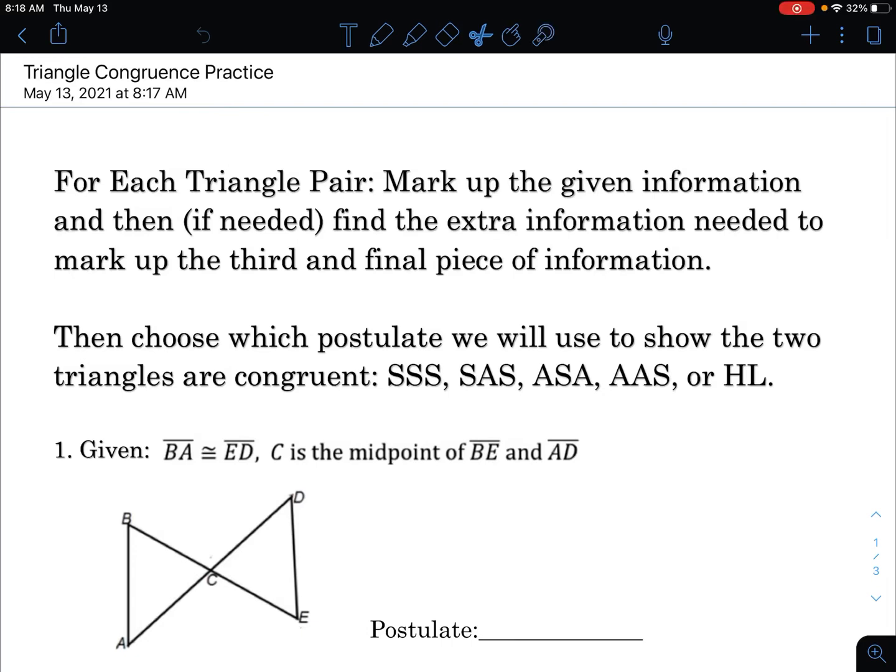Hey, good morning, Gio. Just like we said yesterday, we were going to play with the chalk, have some fun, draw some triangles out, and now here's the meat and potatoes of what we're going to try to do here before we start our proofs.